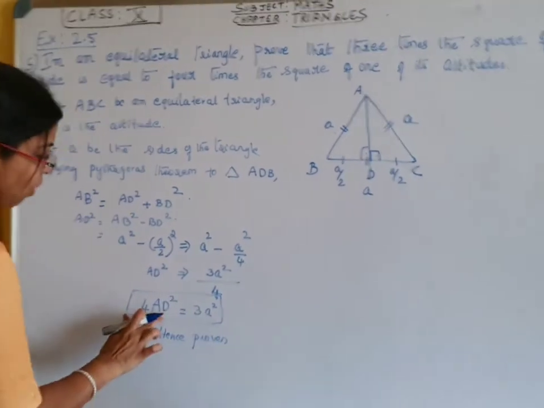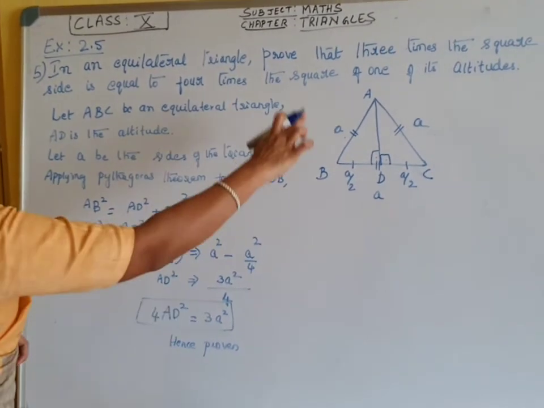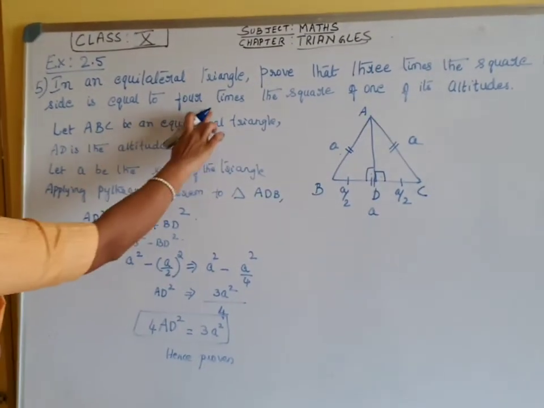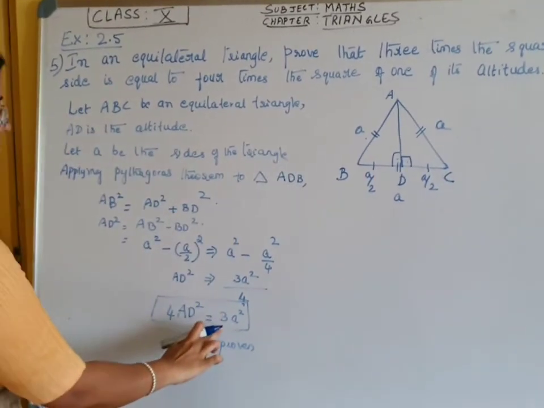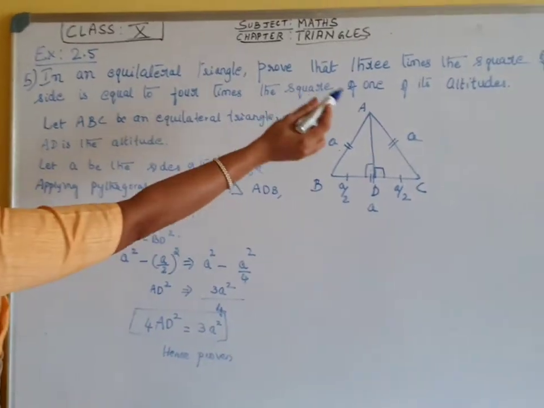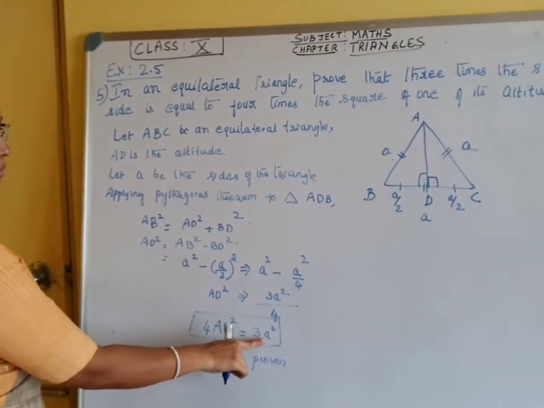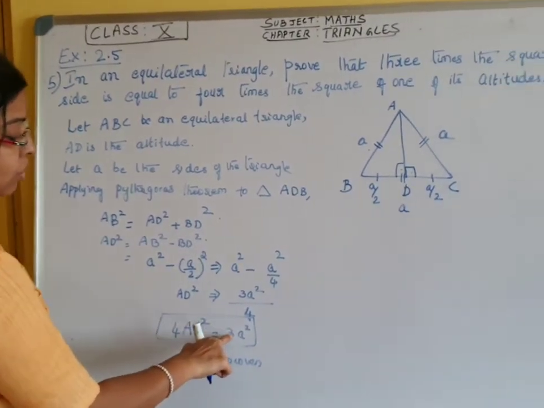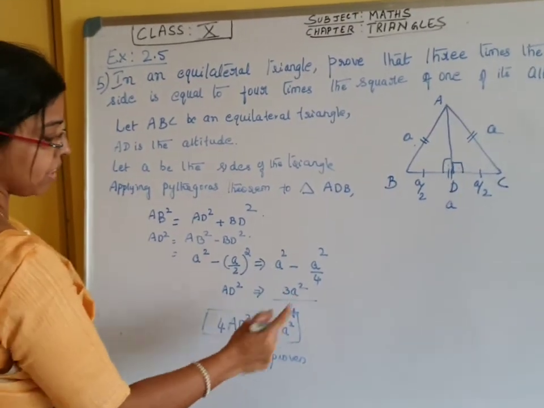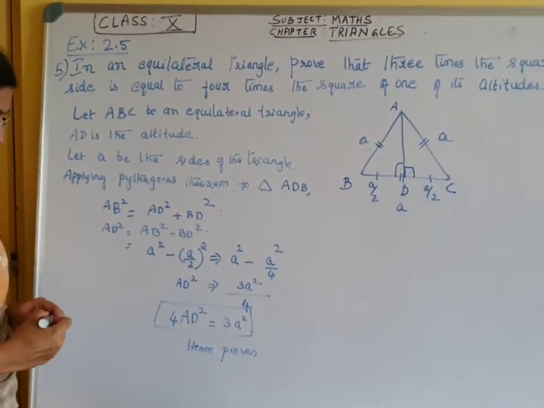What is AD? It is the altitude. 4 times the square of the altitude is equal to 3 times the square of one side. One side is a. So 4 times the square of the altitude is equal to 3 times the square of one of its sides. This is what we needed to prove.